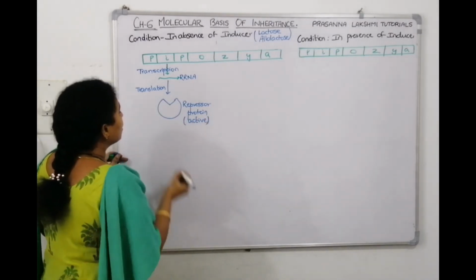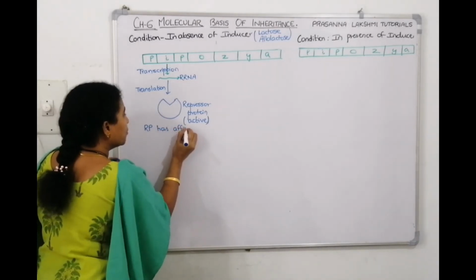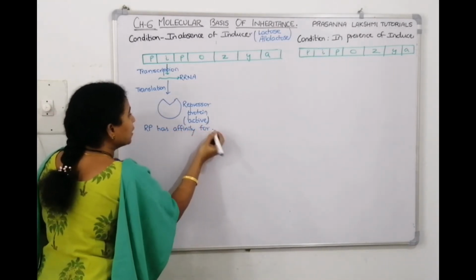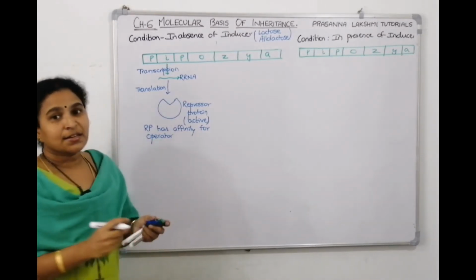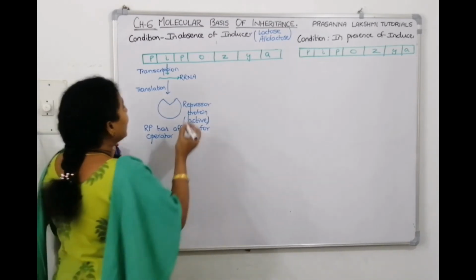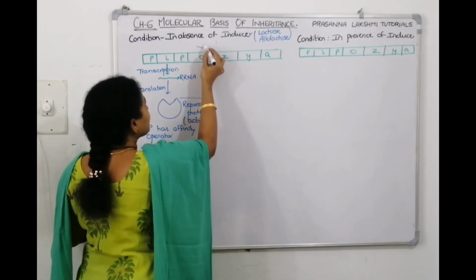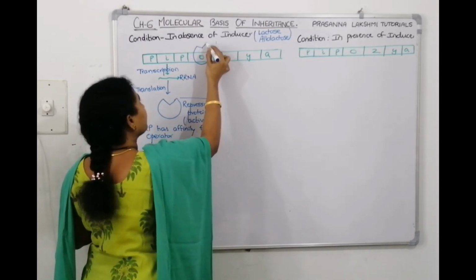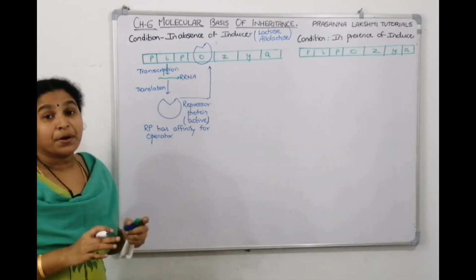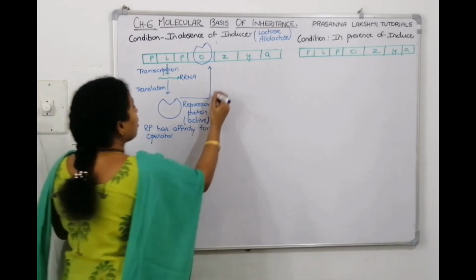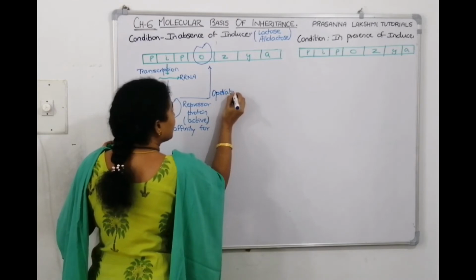The repressor protein has affinity for the operator. As soon as it is made, it is searching where is the operator. It finds the operator here. As soon as it finds it, its search is over, and it goes and binds to the operator. Now come on, tell me what happened to the operator. Operator is blocked.